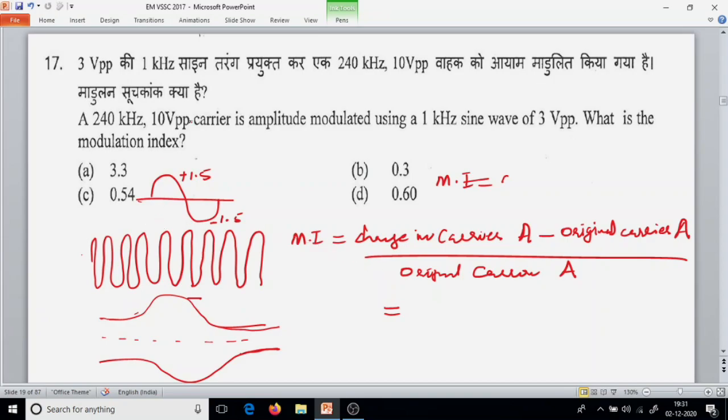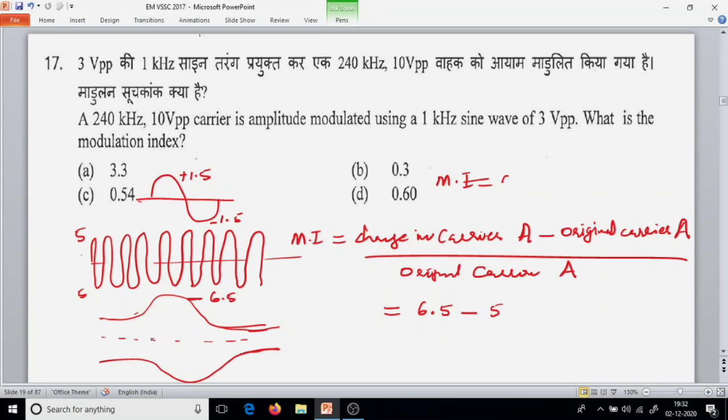So 10 volt peak to peak carrier is the same. If we take each side 5 volt, 5 volt. Now when it goes to 5 volt, what is the value it could increase to? 5 volt plus 1.5, that is 6.5. So this max will be at 6.5 volt. This is the minimum point. What is the original carrier? That is 5 volt.